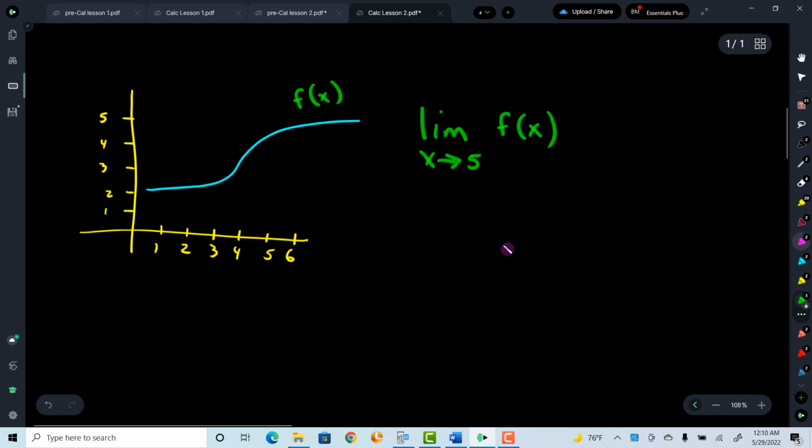Okay, so let's see what's actually happening. Here's x equals 5. Okay, there's x equals 5. And here's the y value that goes with that, right? So what's actually happening? Well, as x approaches 5, what's happening with y? These are my y values, right? What is y doing? Y is approaching this value right here, which is 4.